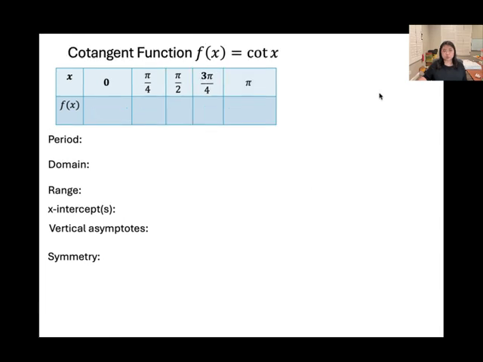Now, we're going to graph the cotangent. Okay, f of x equal to cotangent x. Do the same thing, plug into your calculator. Your calculator doesn't have cotangent x, so you may want to use 1 over tangent x. Okay, 1 over tangent x will be equal to cotangent x. Check the work.